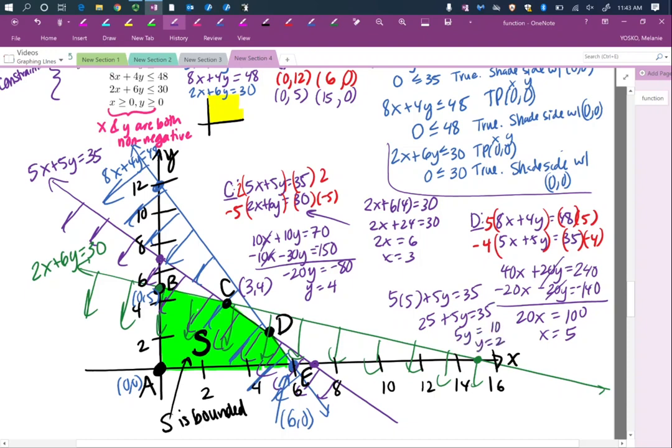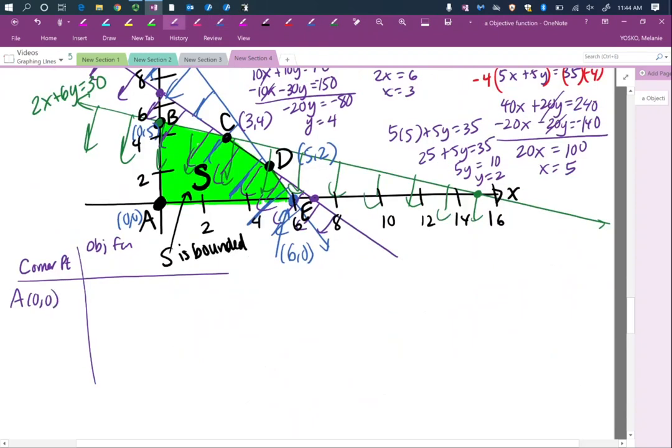Y is 2. Does it seem reasonable that the point is (5, 2)? So here's D. Yeah, it does seem reasonable. The x value is 5 because it looks like my point is somewhere between 4 and 6. And the y value should be 2. Yes, that looks completely appropriate. (5, 2). So we're going to plug these into a chart for the method of corners.